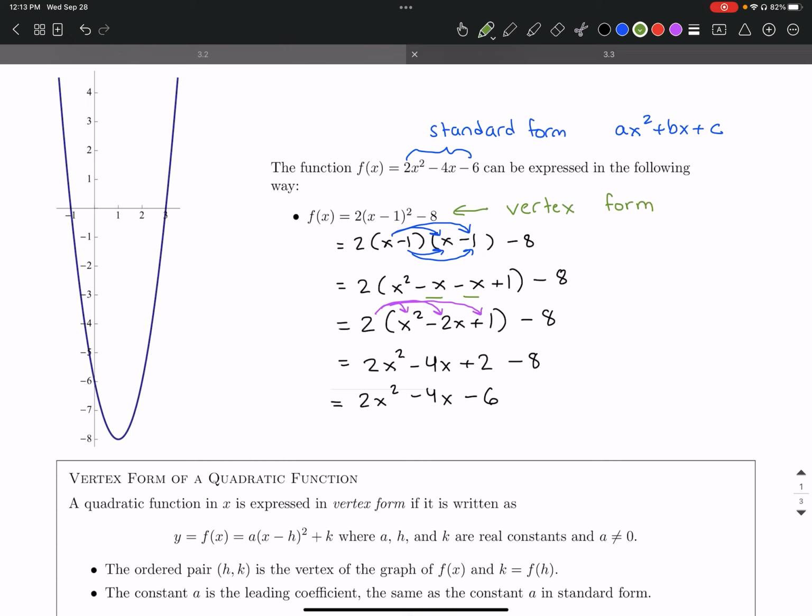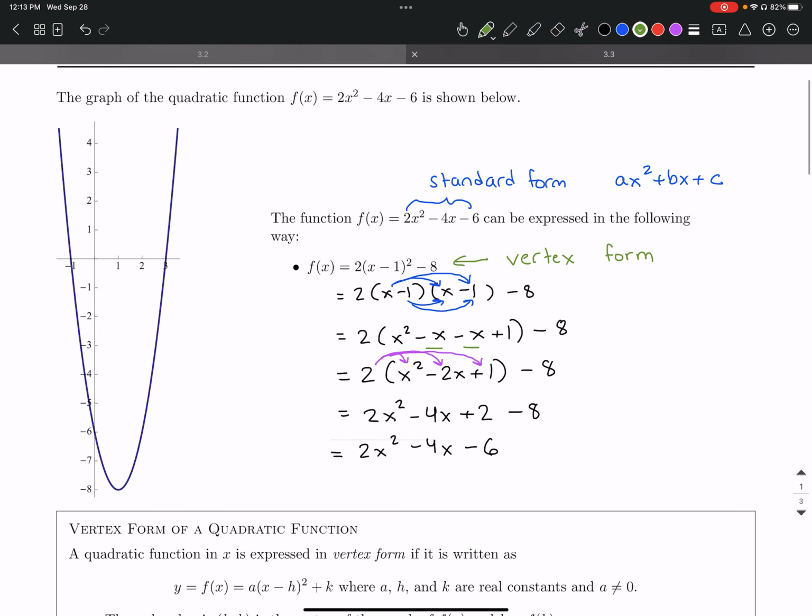Why is it called vertex form? Let's refer to this graph. Notice that the vertex, or the turning point, of this quadratic function occurs at (1, negative 8). If you look closely at what I've called vertex form, notice you can see that 1 hanging out inside the set of parentheses, as well as the y value of the vertex, minus 8, hanging out on the end.